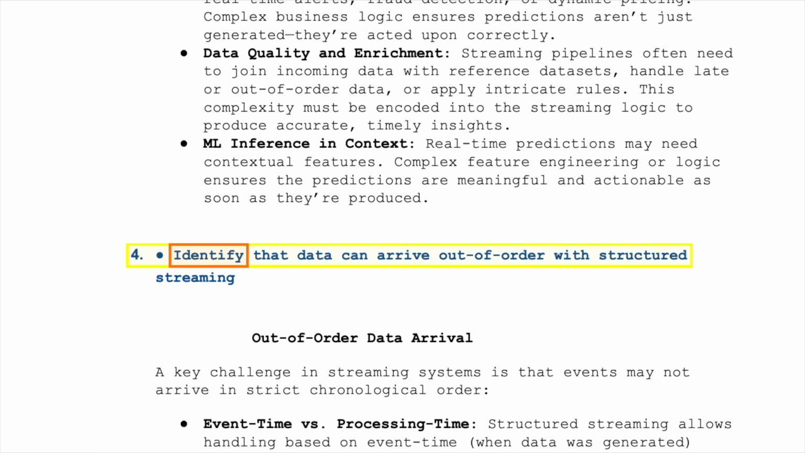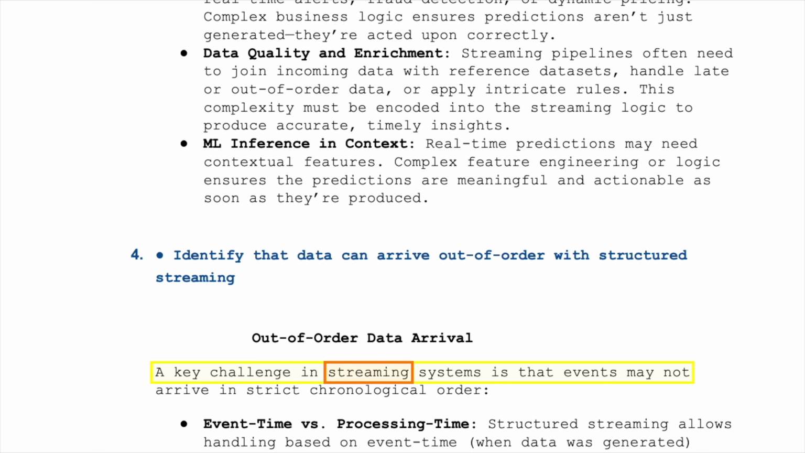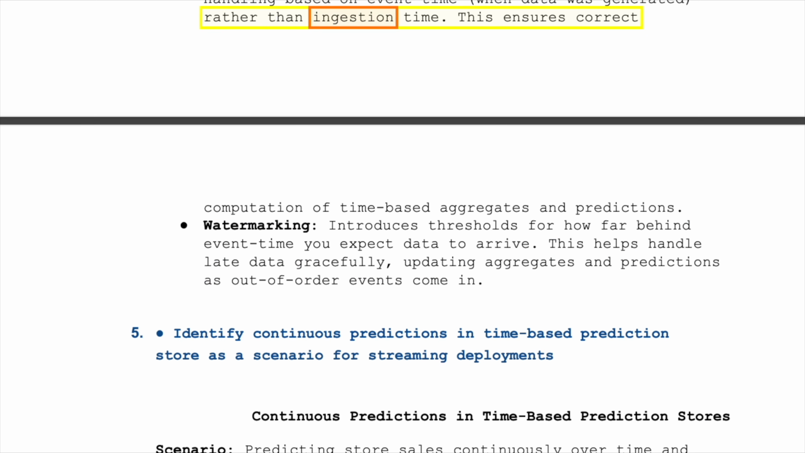Complex feature engineering or logic ensures the predictions are meaningful and actionable as soon as they're produced. 4. Identify that data can arrive out of order with structured streaming. Out of order data arrival. A key challenge in streaming systems is that events may not arrive in straight chronological order. Event time versus processing time. Structured streaming allows handling based on event time, when data was generated, rather than ingestion time.